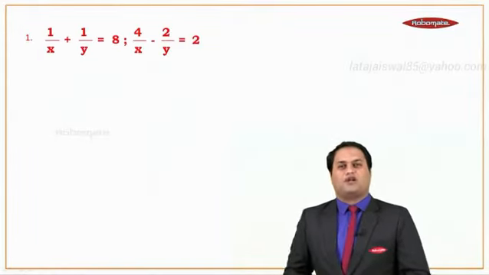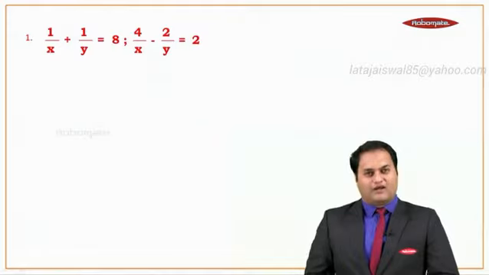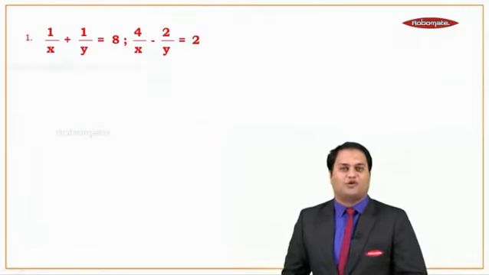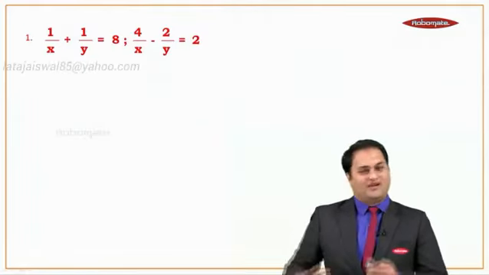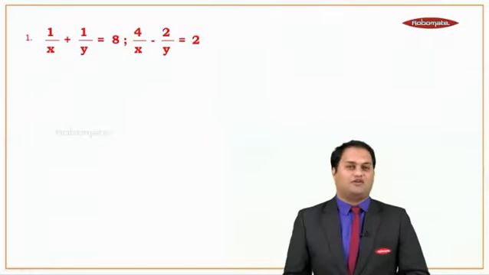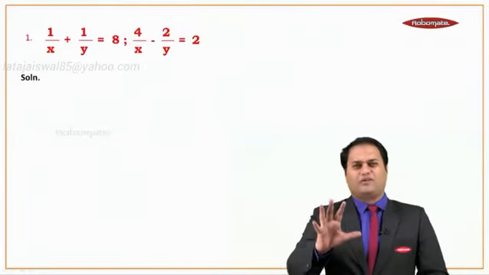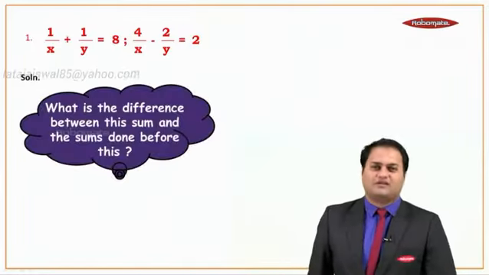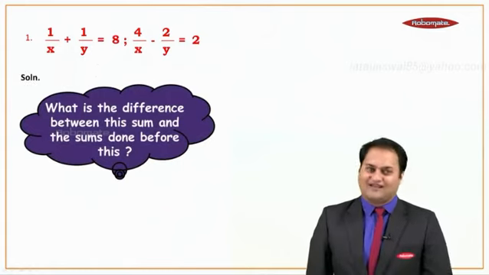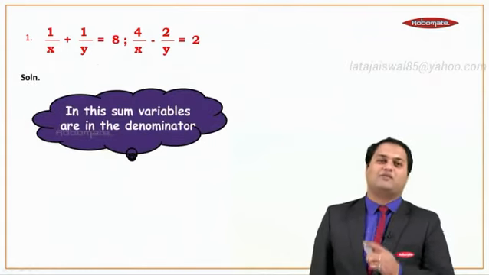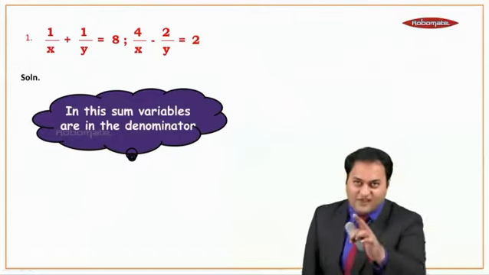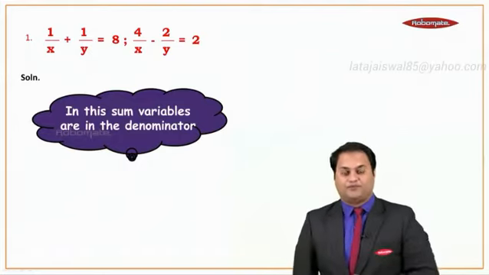Okay, let's take a sum. 1 upon x plus 1 upon y is equal to 8. 4 upon x minus 2 upon y is equal to 2. Let's see how to find the values of x and y. What is the basic difference between this sum and the sums which we have done before? As I said, here the variables are in the denominator. You can all see x and y are in the denominator.